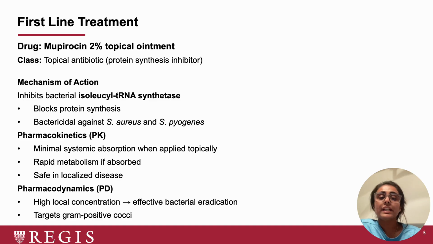From the pharmacokinetic perspective, mupirocin has minimal systemic absorption when applied topically, which makes it very safe, especially in localized infections like this case. Pharmacodynamically, it achieves high local concentration at the site of infection, allowing for effective bactericidal eradication. Topical treatment is preferred in this patient because the infection is localized and there are no systemic symptoms.